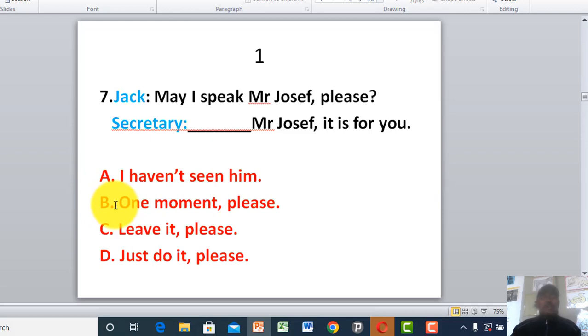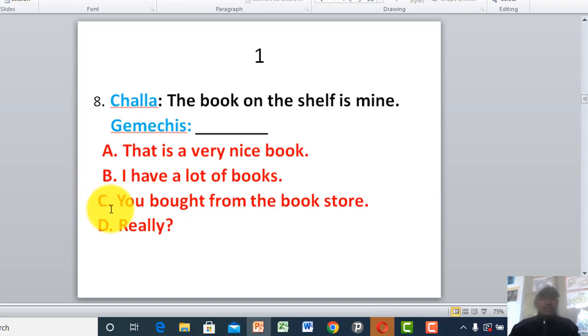All these expressions are appropriate if the person is a little bit late and you have contact with the person who phones him or her. So that is the correct expression here. From this definition, the answer is B. Fantastic. Question number 8.